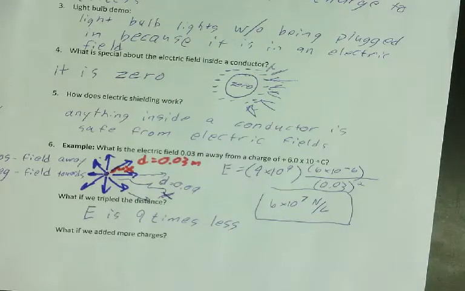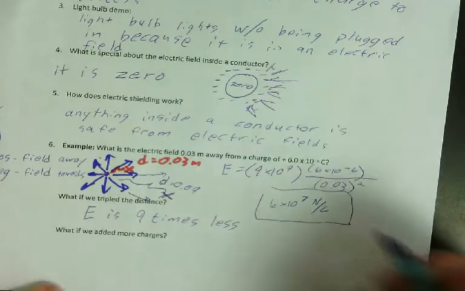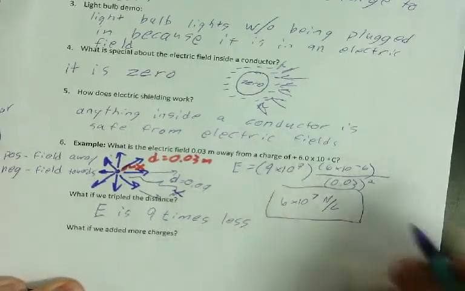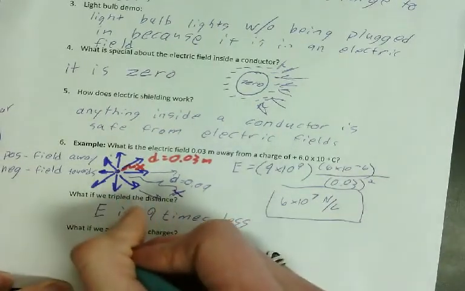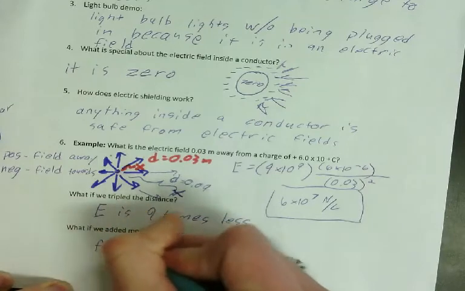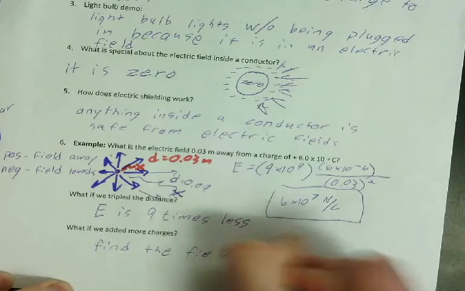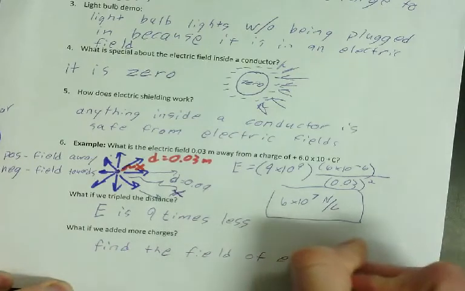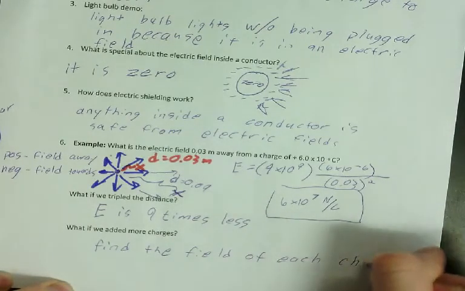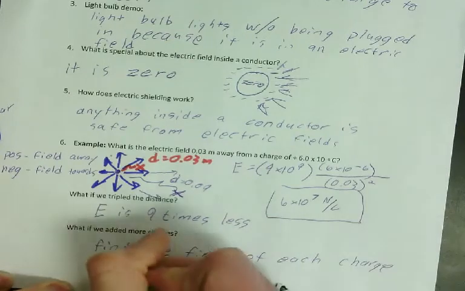And what if we added more charges? If we added more charges, you would find the field of each charge and add.